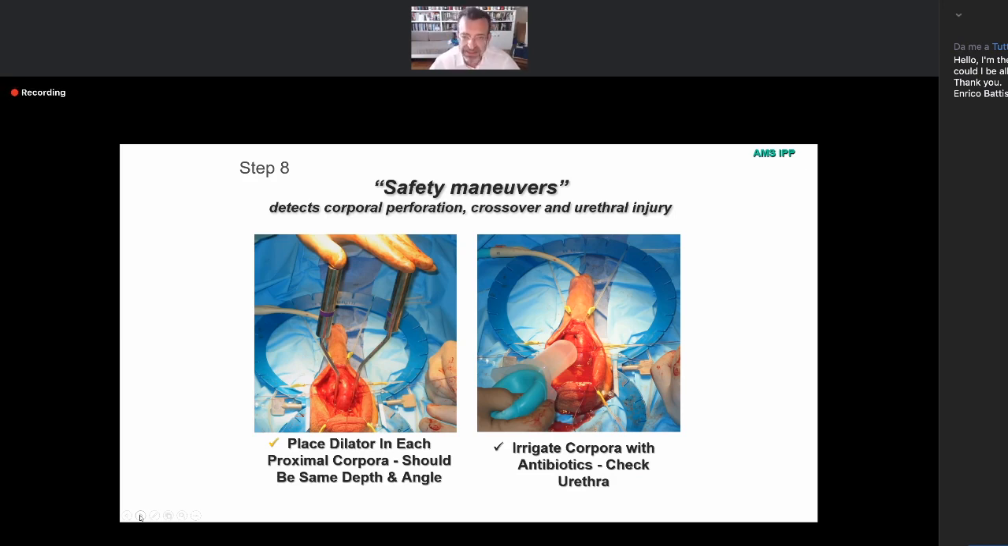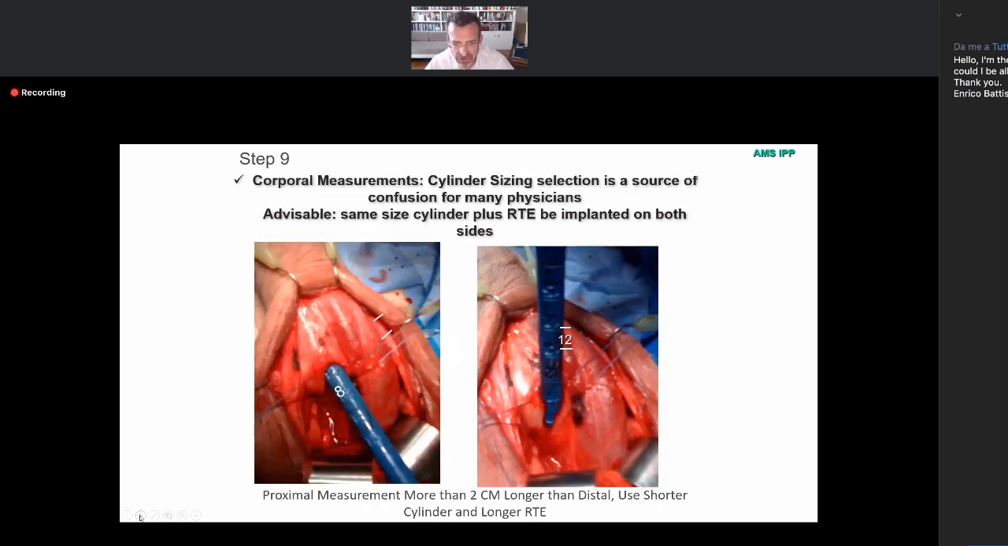Next slide, please. At this point, you have to make the size of the cylinders. Only remember that in the penoscrotal approach, the proximal size of the cylinder is usually longer than the distal part, so you have to use more rear tip extenders in comparison, for example, to the infrapubic approach. Usually, when you have a proximal size 2 centimeters longer than the distal size, you try to use longer rear tip extenders in comparison to shorter differences. This is important also to keep in mind.